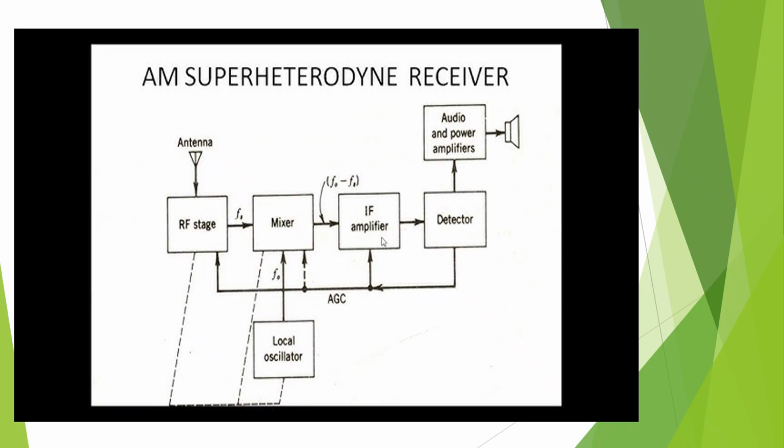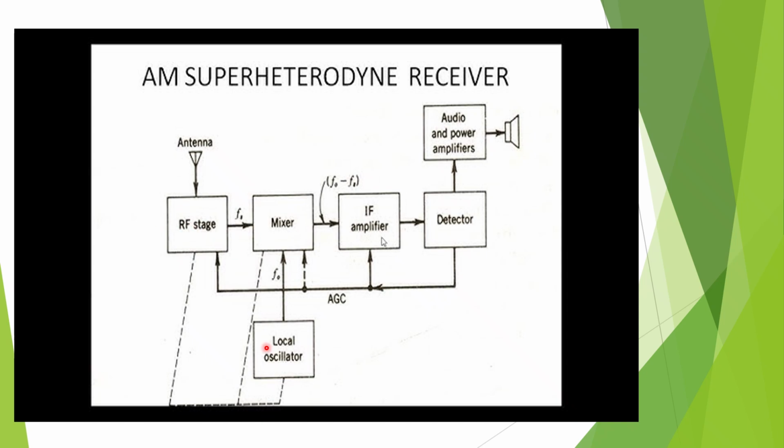This is the antenna, and the incoming signal from the antenna is given to the RF stage, that is the RF amplifier, which amplifies the signal given from the antenna. The RF amplifier amplifies all the signals in the required range of frequency, so what range of frequency is needed inside the receiver, it amplifies the incoming signal to that.